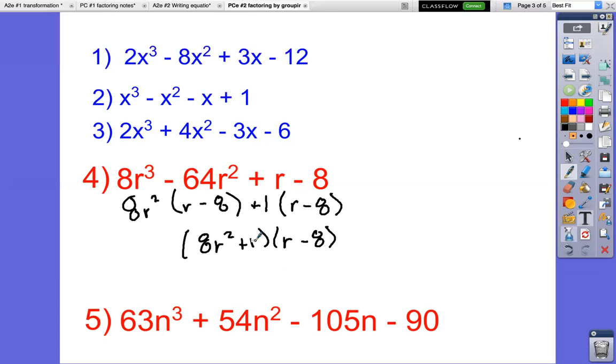Oh, do the signs still apply on this? Say that again, the signs? No, the signs don't apply on this. The signs only work if you're doing a trinomial. Oh, okay. Okay?